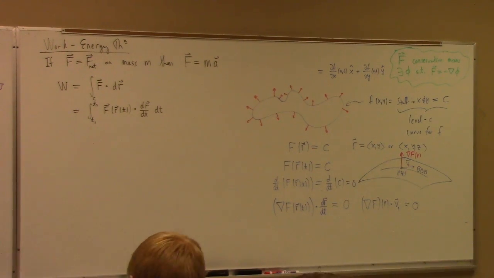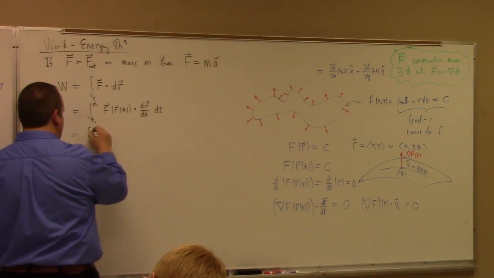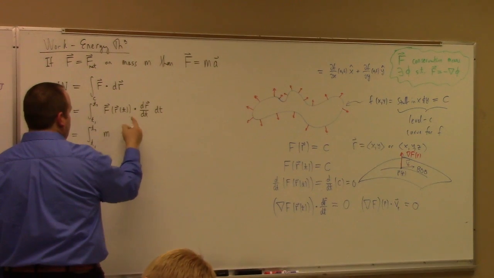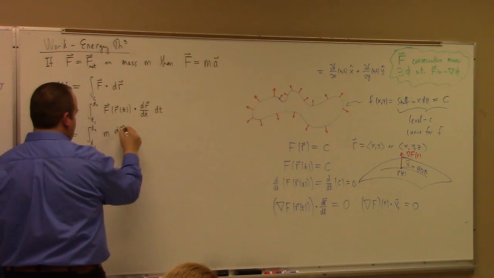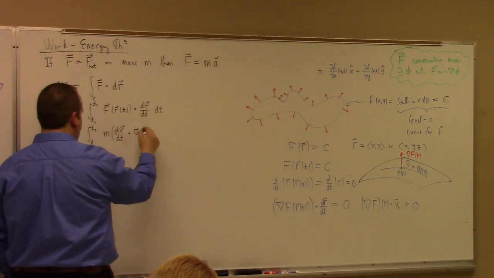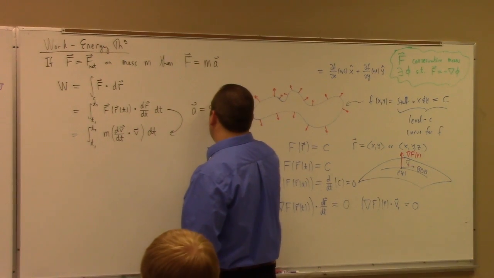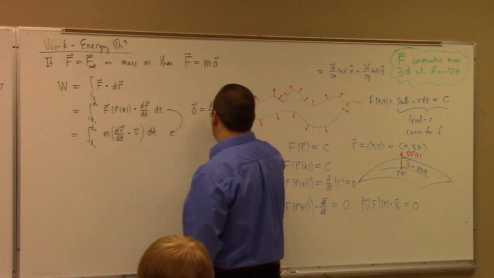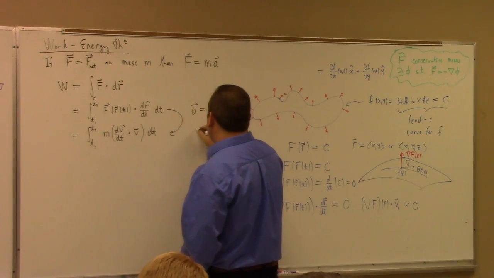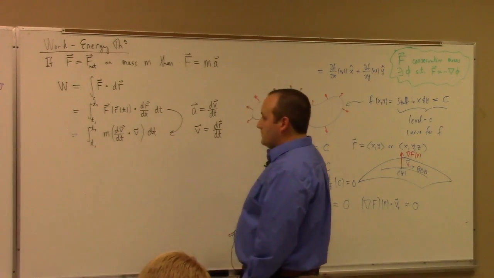So what? Well, F is what? It's also the integral from t1 to t2 of m times, well, this is really dv/dt dot v. So here I'm using that the acceleration is dv/dt, which we know. Instantaneous acceleration is the derivative of the velocity. And the velocity is the derivative of the position vector. These things we know.